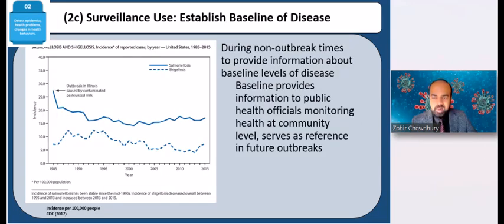Another use of surveillance is to establish baseline disease. The figure above shows incidence per 100,000 people. In this line graph, you can see the number of salmonellosis and shigellosis cases in the United States from 1985 to 2015. The solid line above is for salmonella infection, and the dotted line below is for Shigella. Although incident rates of salmonella infection have remained relatively stable since the early 1990s, incident rates of Shigella, on the other hand, in the same periods have followed a general increasing trend.